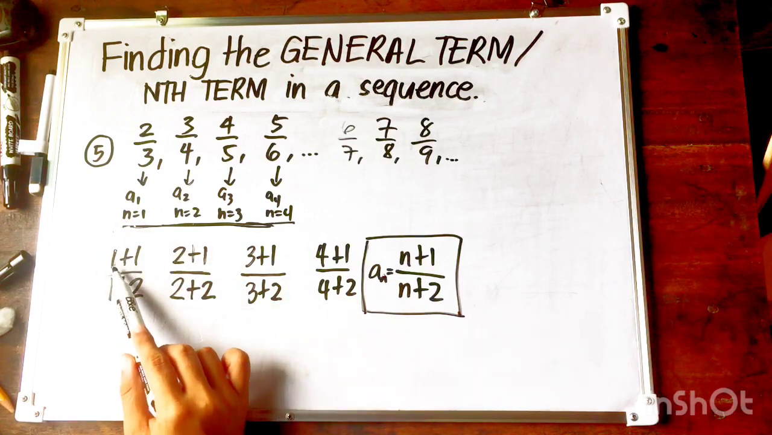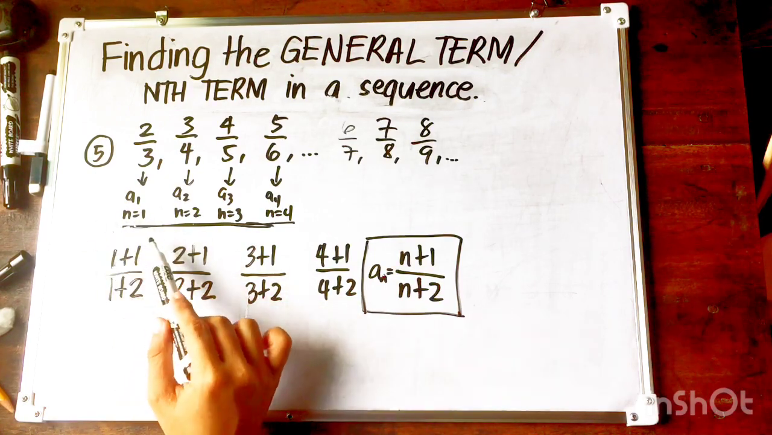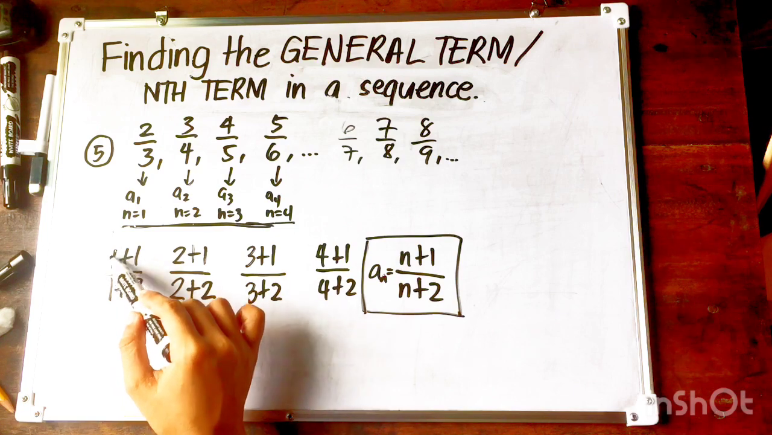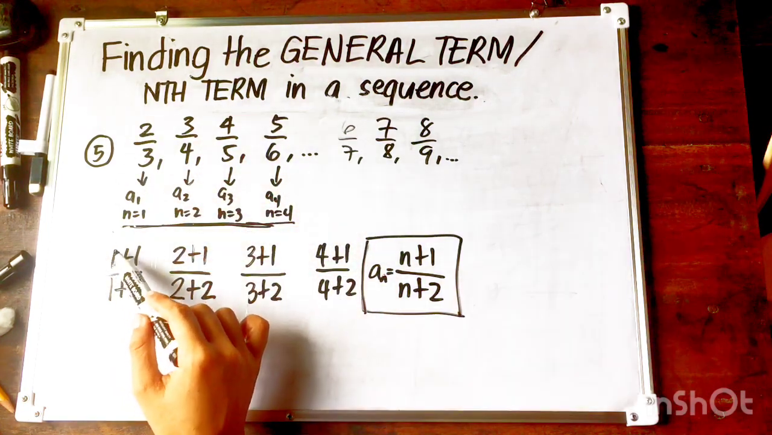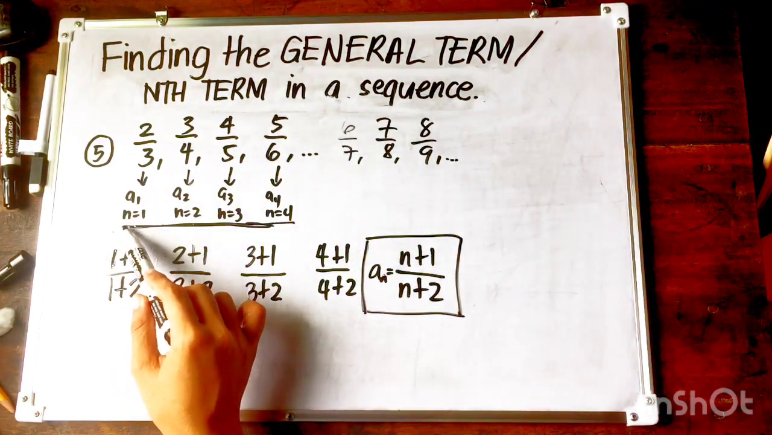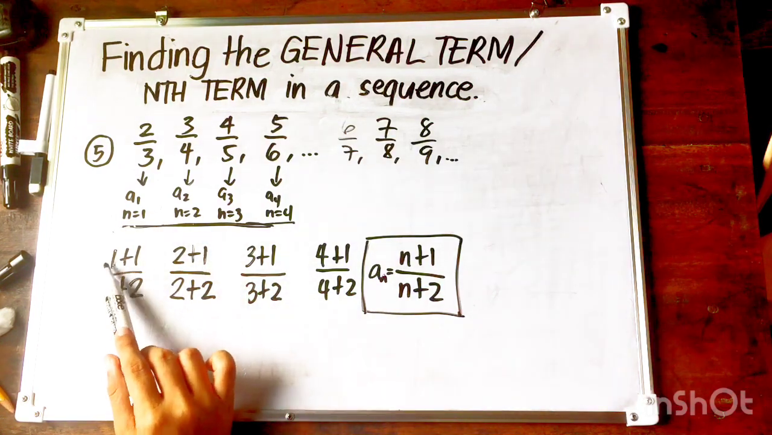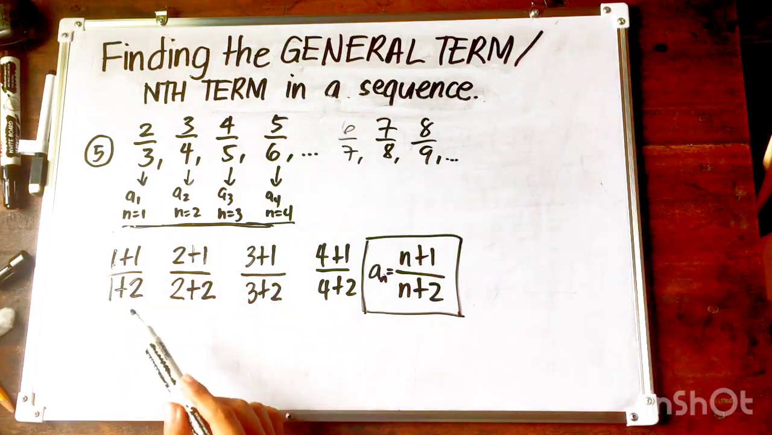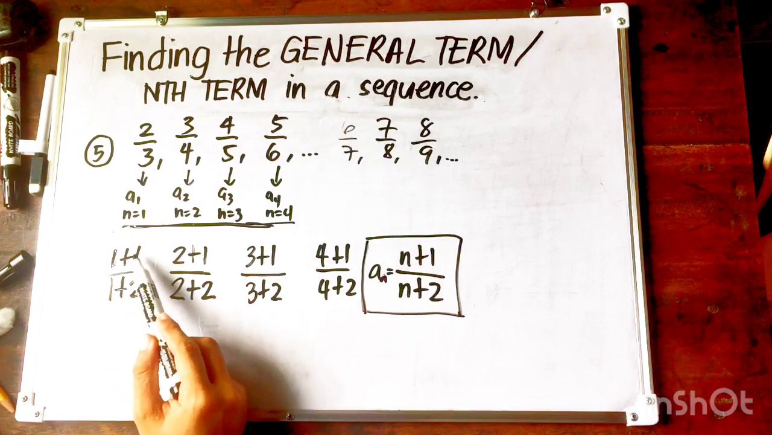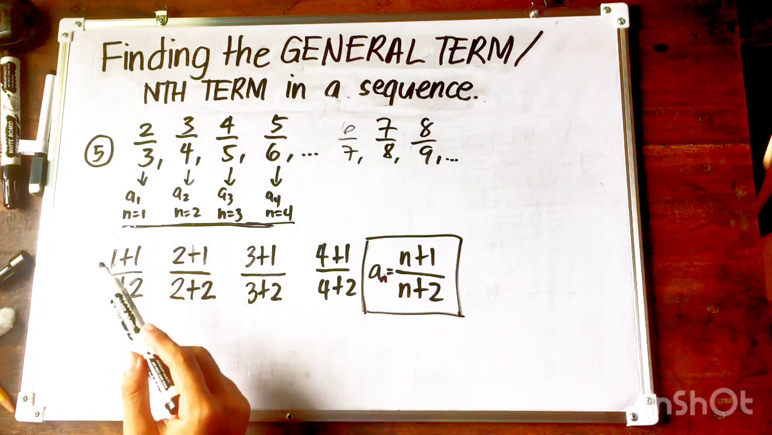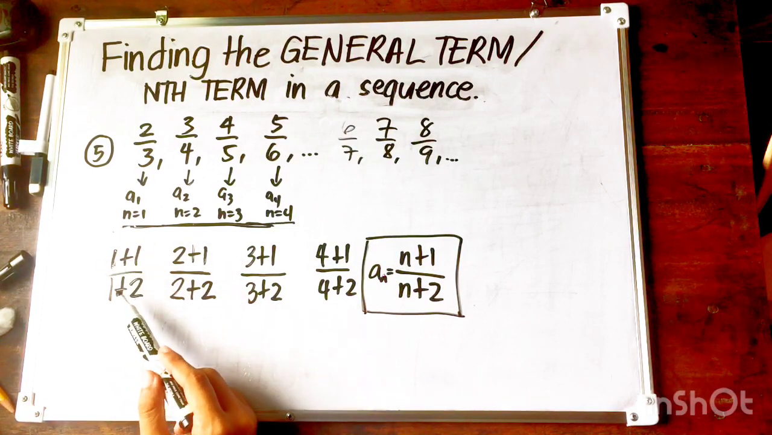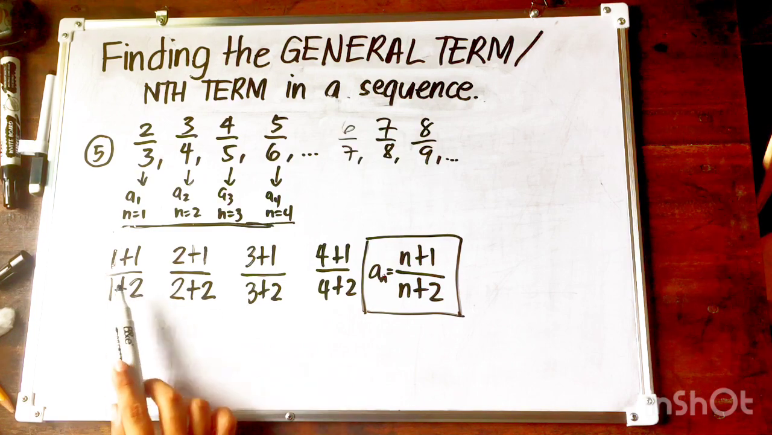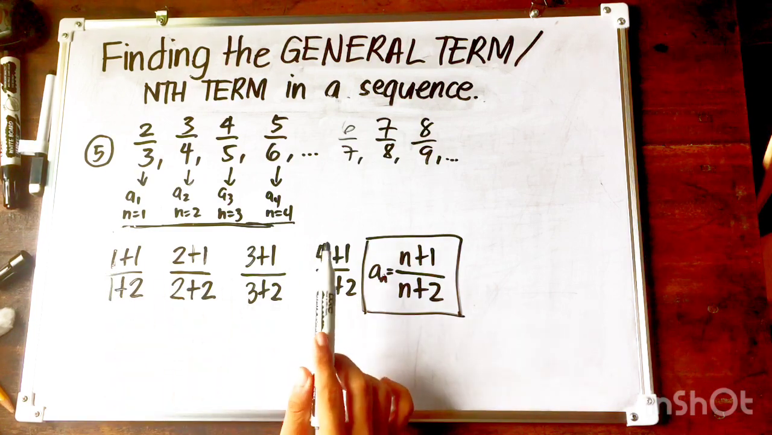So, dito, di ba? Sa fraction natin, n is 1. So, I try to rewrite 2/3 in terms of its n. So, 1 yung n niya. So, paano ko siya gagawing 2/3? I have to add 1 sa 2. Sa numerator, I have to add 2 sa denominator. Okay? And apply it to the succeeding terms.